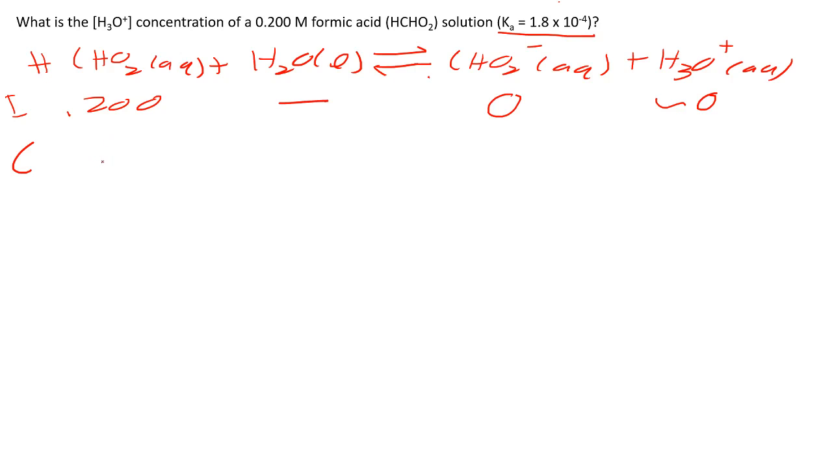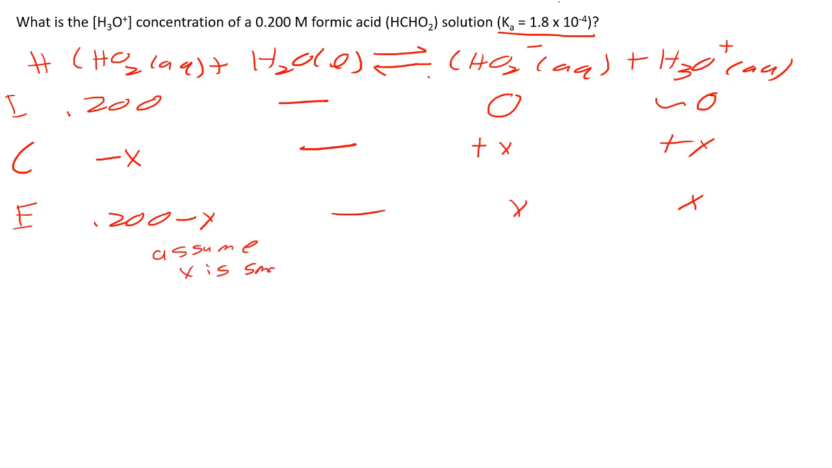So since we don't have any formate ion, we definitely have to be losing this. This has got to be minus X. And if we're losing that, that means the others have to be plus X. We'll then go to our equilibrium condition, which is going to be 0.200 minus X, X and X. And our Ka is small enough that I'm going to assume X is small.